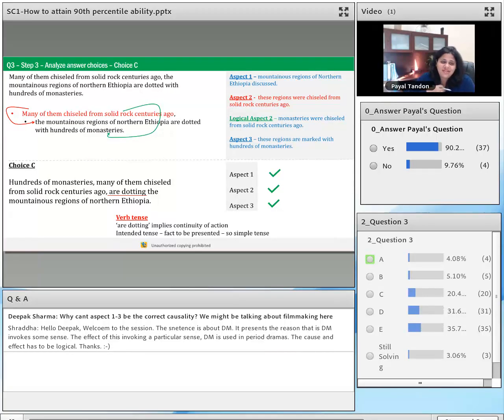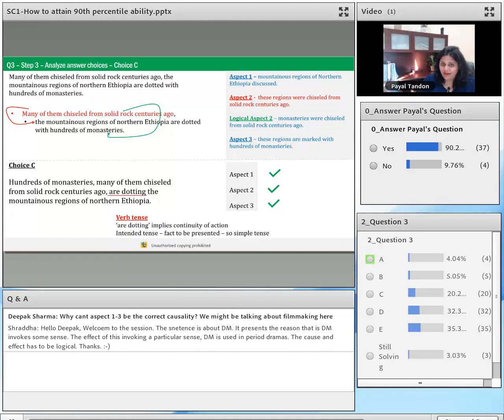Why do I say there's a verb tense error? Because are dotting means that they are actually doing the action of dotting right now. Okay, and that is not what the author wanted to communicate. The author simply wanted to communicate that these monasteries are there in these mountainous regions. Are dotted means that they are present there all along the mountainous regions. But when you say are dotting the mountainous regions, it takes away from what the author wanted to communicate. Okay, it is incorrect verb tense.